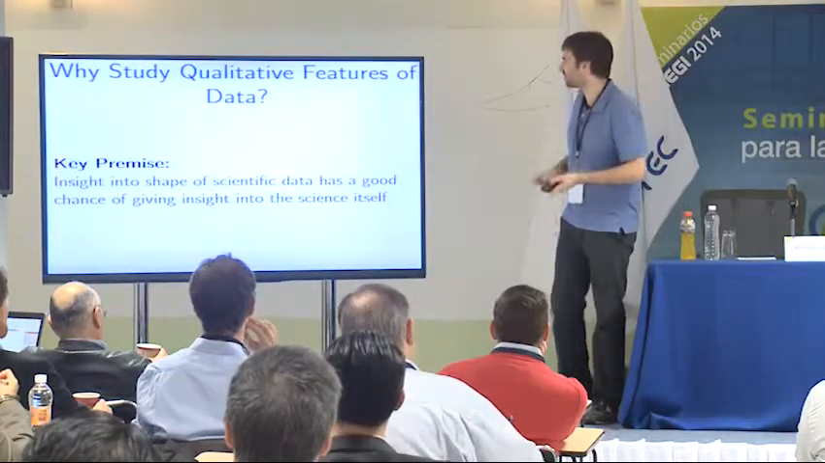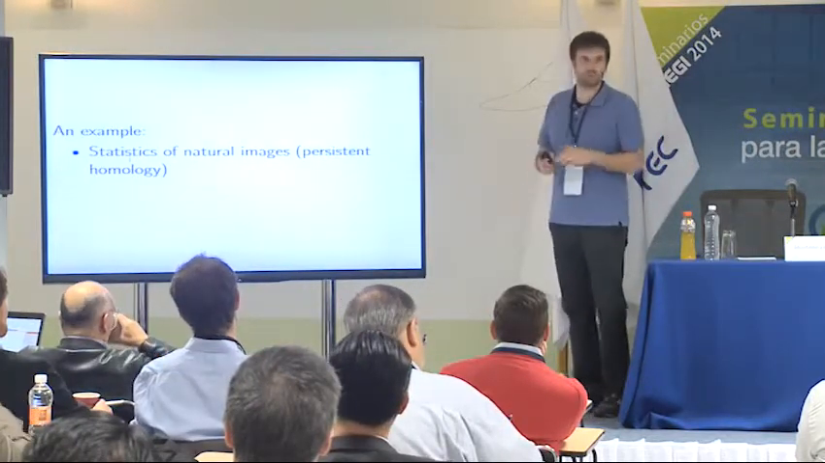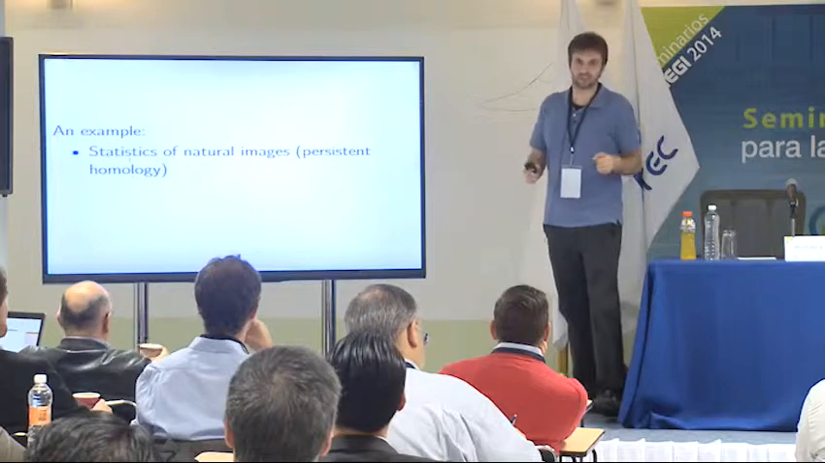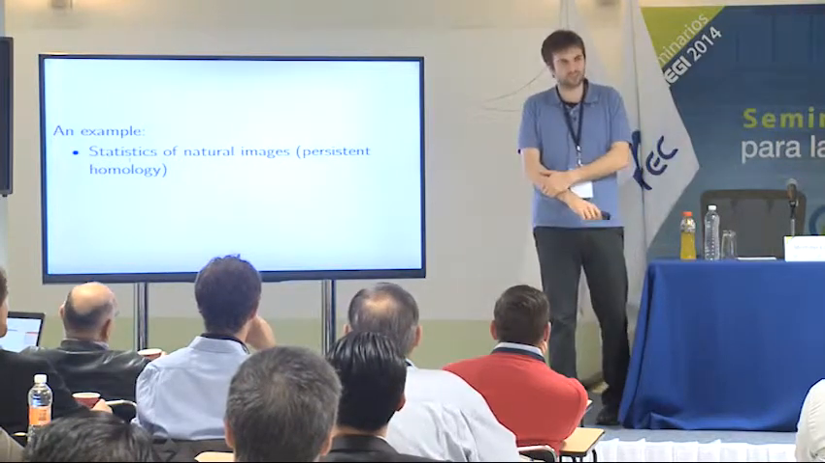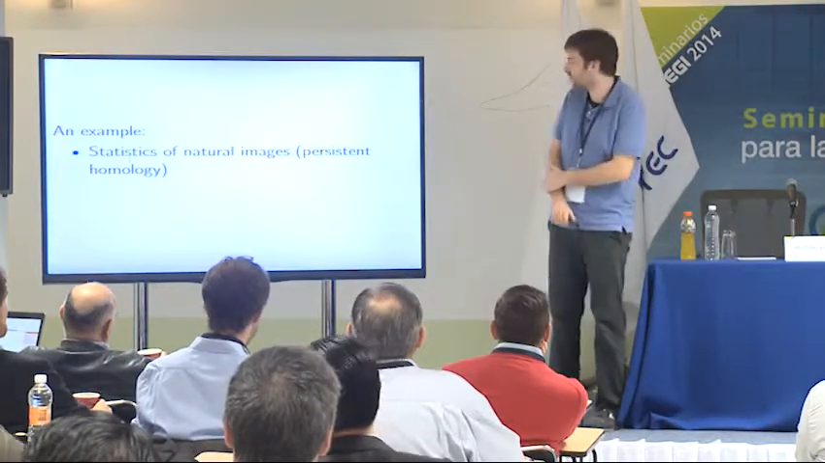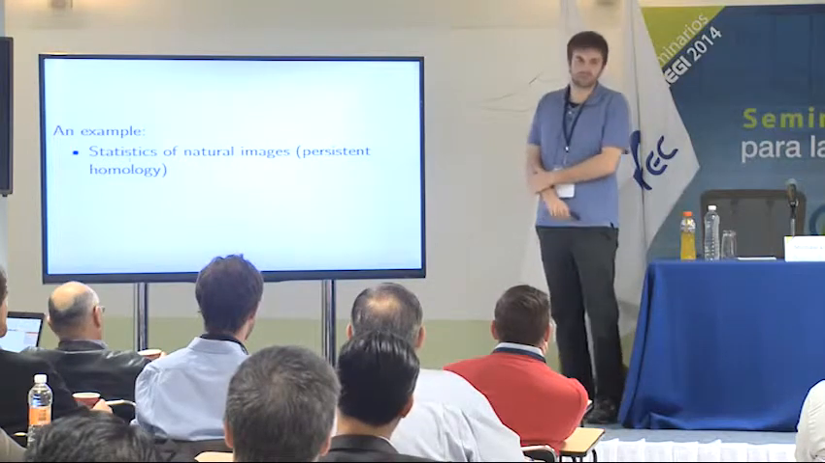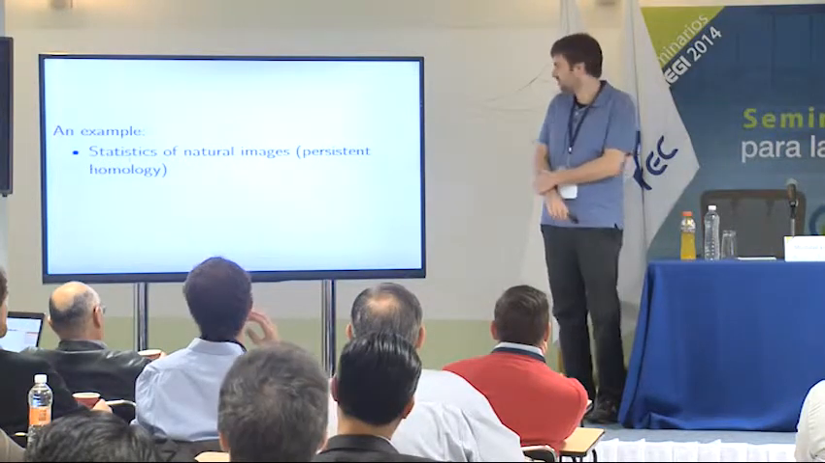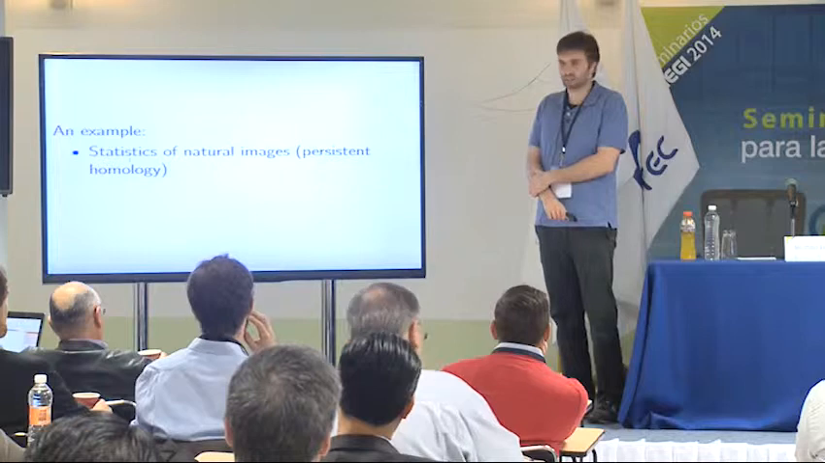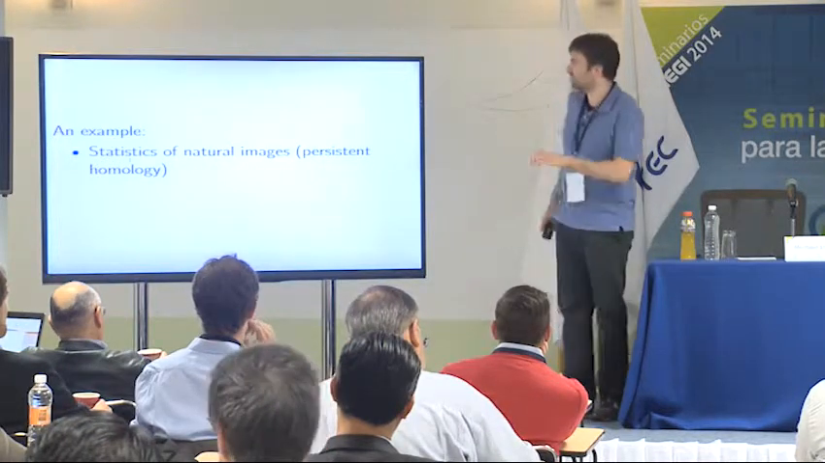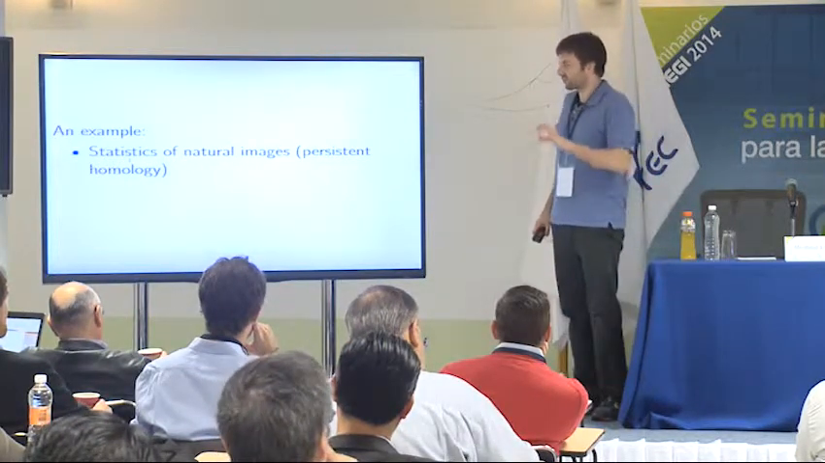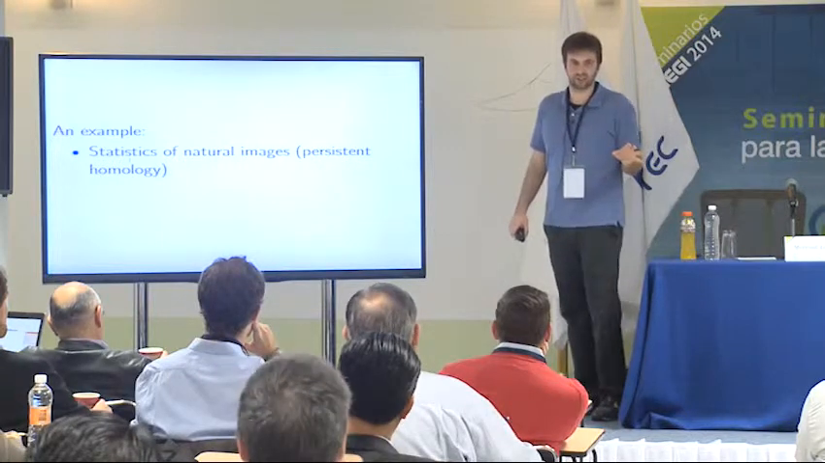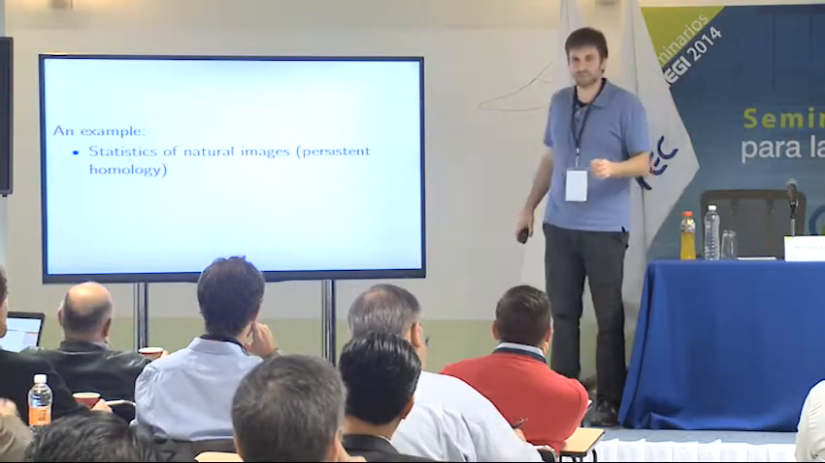So anyway, my feeling is that this premise is one that experience has shown bears out in practice. So let me show you one example that I think is a nice illustration of this. And this is a topological data analysis example from several years ago that received a lot of attention when it came around, and I think is illustrative of what we're trying to do. Okay, so the example concerns statistics of natural images. All right. So what do I mean by natural images?